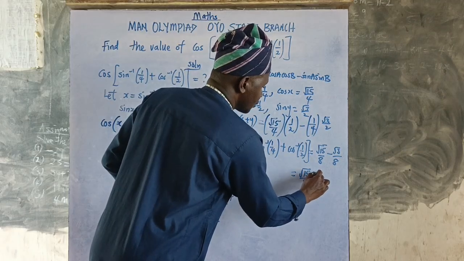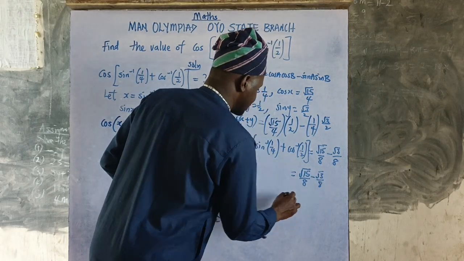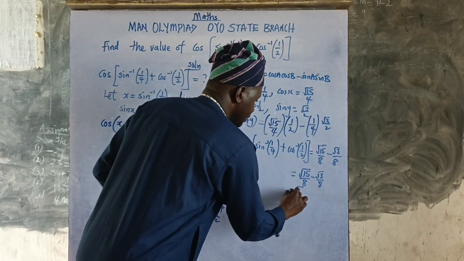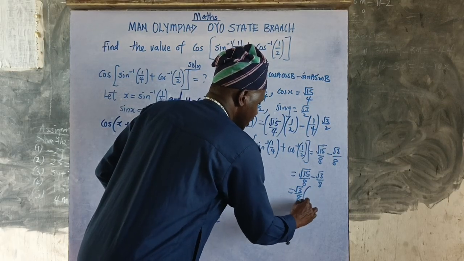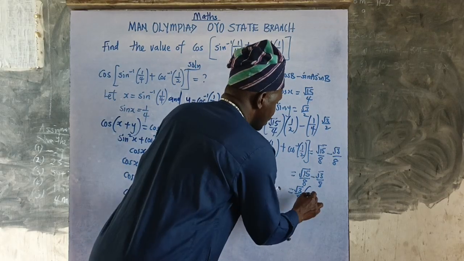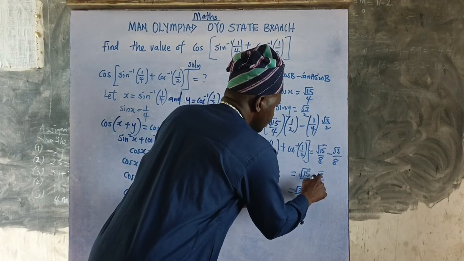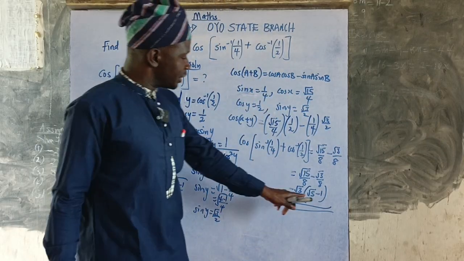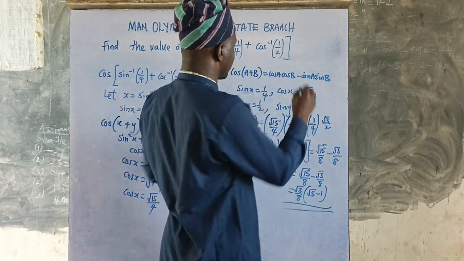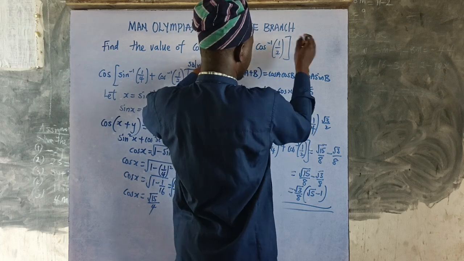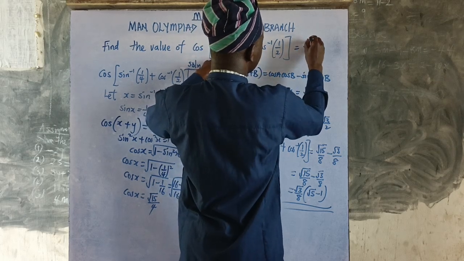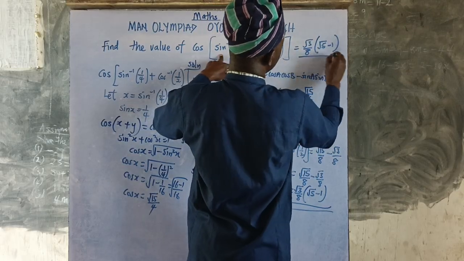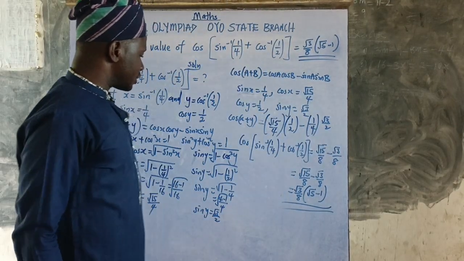Which implies we have the result to be root 15 over 8 minus root 3 over 8, which can be simplified further. Root 3 is a common factor. When you bring root 3 out over 8, from root 15 you are going to have root 5, and from root 3 you are going to have 1. So this is the answer to the question we are given. Therefore, cos of this equals root 3 over 8 into bracket root 5 minus 1. This is our answer to the question we are given.